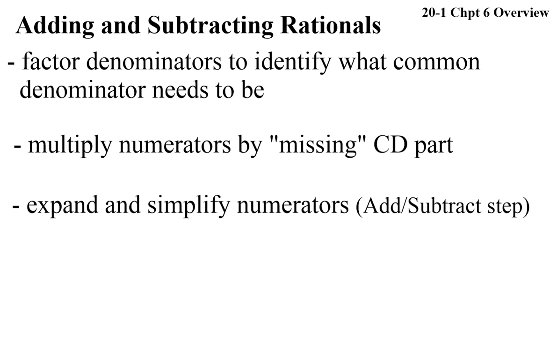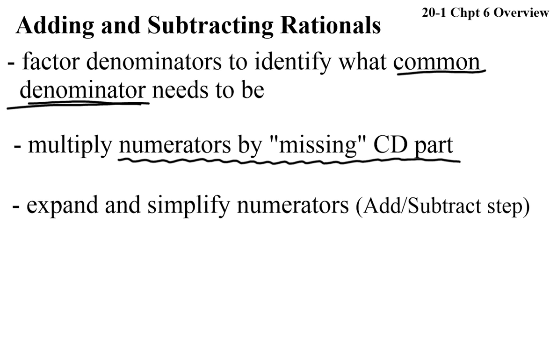Adding and subtracting rationals. This is the one that requires a lot of steps. Because just like adding and subtracting fractions, we need the common denominator. And when we have a common denominator, we need to make sure the fractions stay equivalent. So we have to start to multiply numerators by those missing common denominator parts, because we're going to put the common denominator in. But if I'm going to change a fraction's denominator, I need to change its numerator.